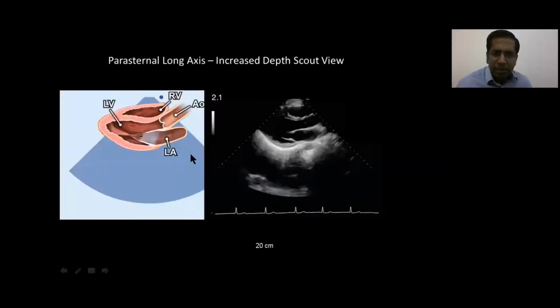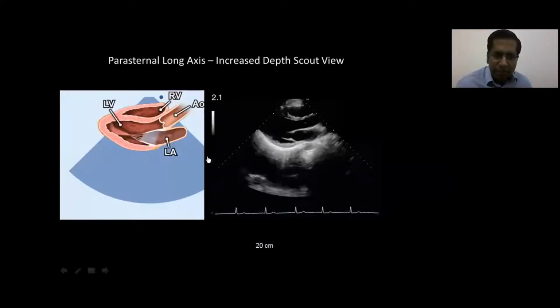Going straight to the views. Our first view is the parasternal long axis view. This is initially taken at an increased depth of around 20 or 20 plus centimeters. That is also called a scout view. It is not so much to look at the heart, but to look at the surrounding structures around the heart and the condition of those structures. Especially, it's a good view to look for pleural and pericardial effusion. So to get an overall sense of the heart and the surrounding structures, that is the initial view that we generally take.